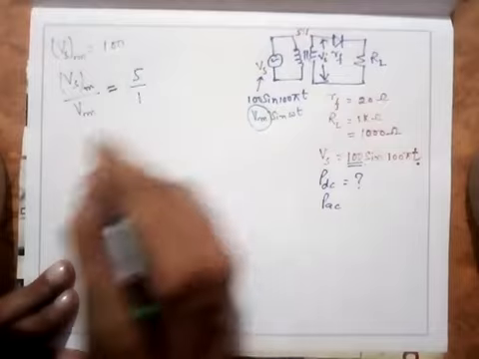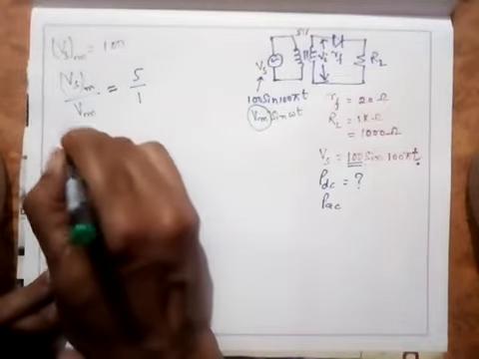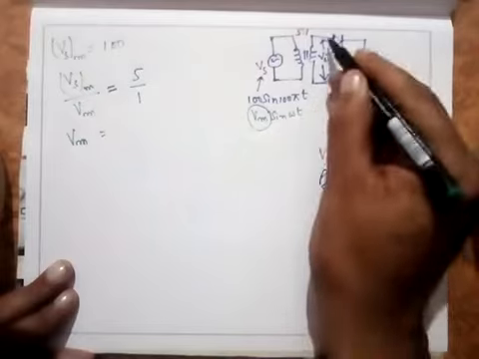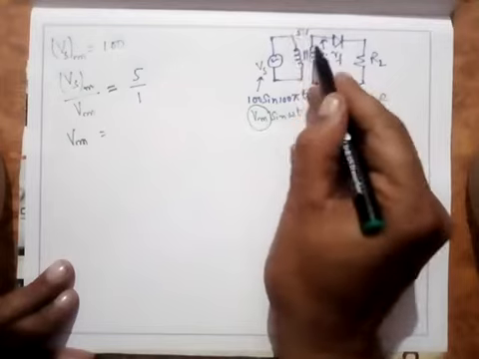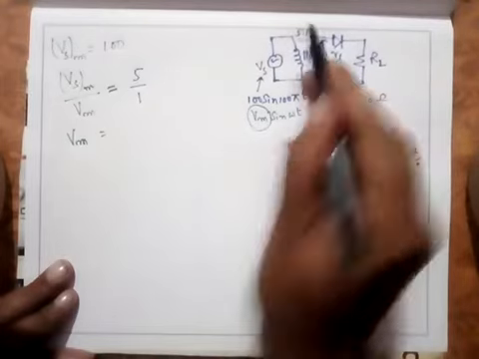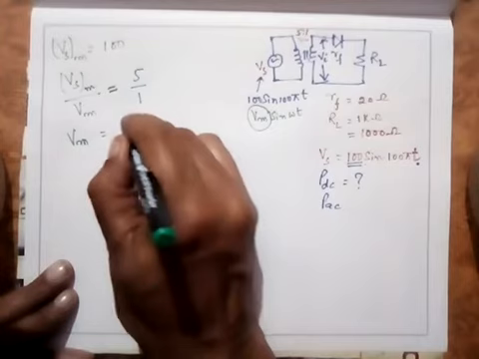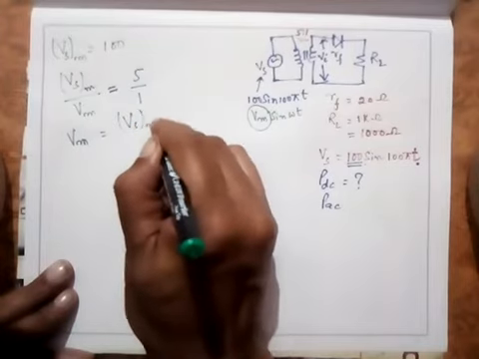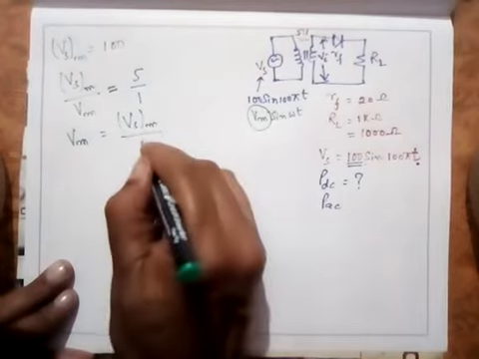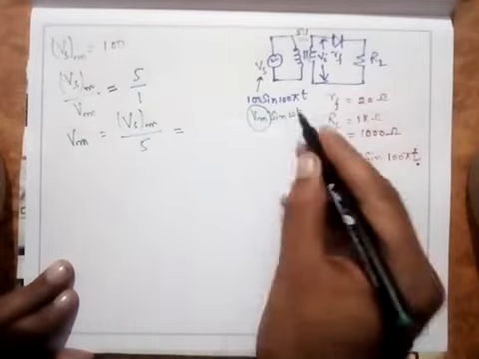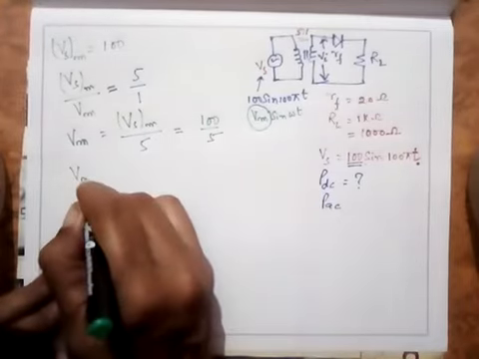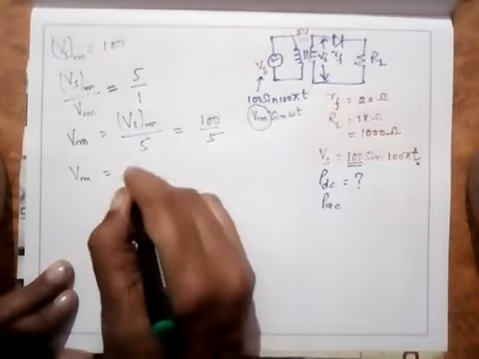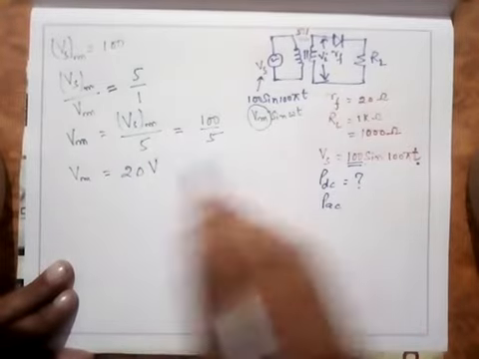So from here I can say that Vm, the maximum value of the voltage I will obtain here after being stepped down by this step down transformer 5:1, is equal to Vsm upon 5, of course multiplied by 1, which doesn't make any difference. So this will be equal to 100 upon 5. So Vm is equal to 20 volt.